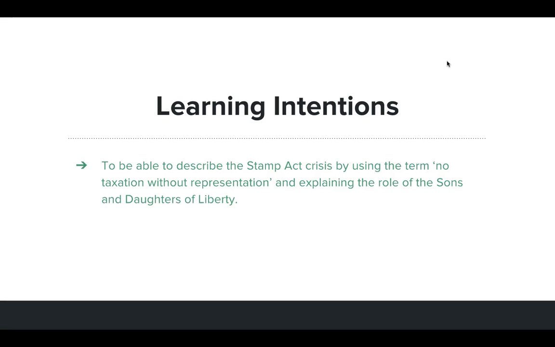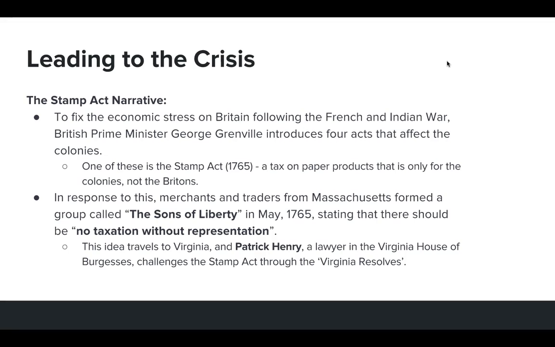All right, our learning intentions for today are to be able to describe the Stamp Act crisis by using the term no taxation without representation, and to explain the role of the Sons and Daughters of Liberty. So I want you to take away an understanding of what no taxation without representation was and who the Sons and Daughters of Liberty were. If you're following the textbook, it's pages 75 to 83.